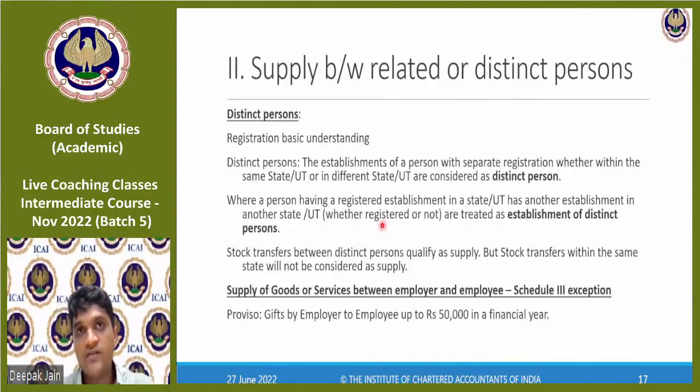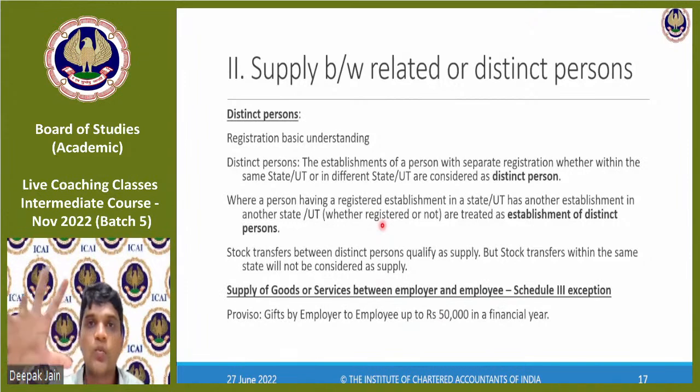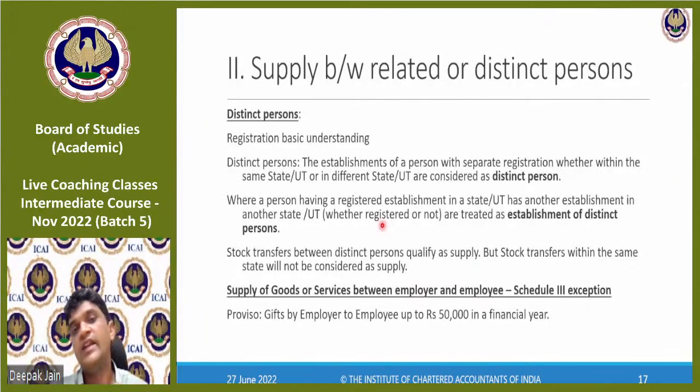Within a state, if I have 10 branches and all the 10 branches are registered under one GST number, one registration I have taken, then any transfer between these 10 branches, stock transfer, will not qualify as a supply. Okay. But in a stock transfer between 10 branches wherein one is registered and the other 9 are not registered, any transfer from that registered entity to any other branch will be treated as a supply. Okay, that's where we said what is supply.